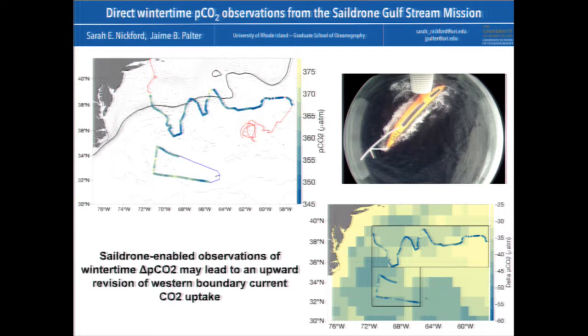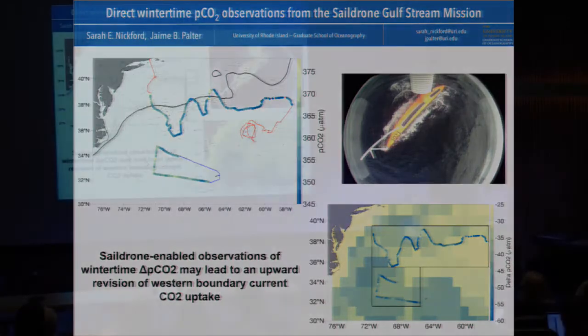We also have observations from the Endeavor cruise, which followed the Saildrone mission at the end of February, and it suggests a 30% increase from the climatology for delta pCO2. Increasing the delta pCO2 may lead to an upward revision of western boundary current CO2 uptake. If you want to see more data from the Saildrone mission, come stop by my poster. Thank you.